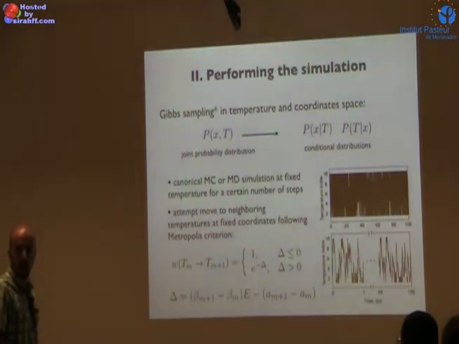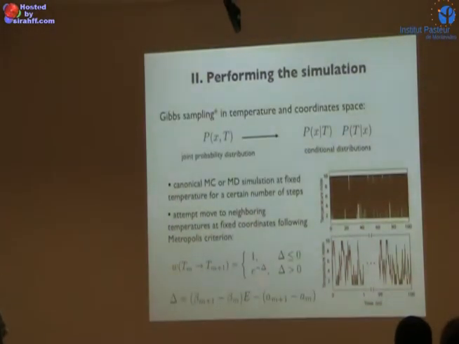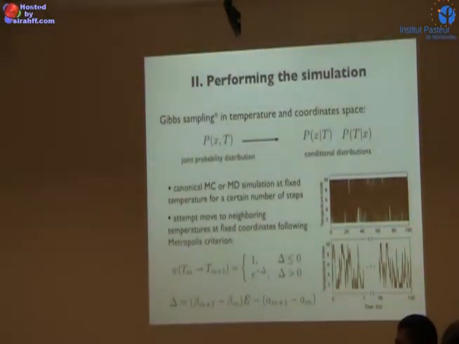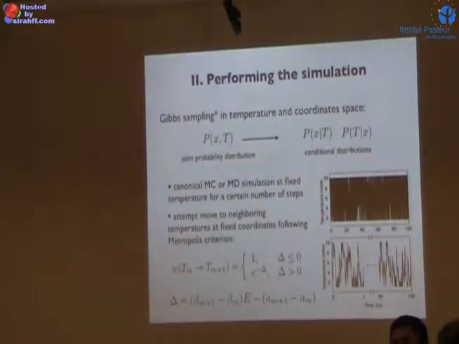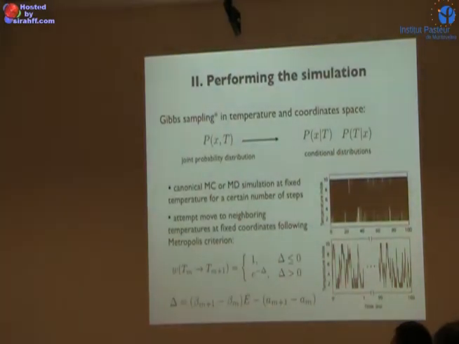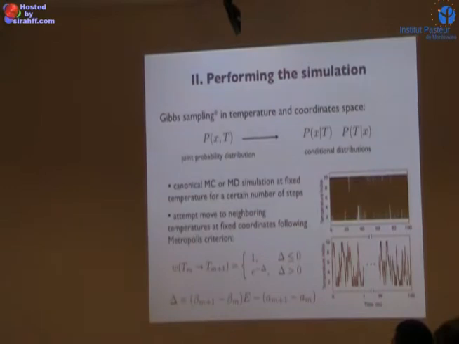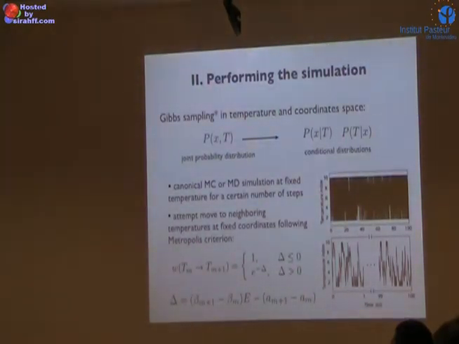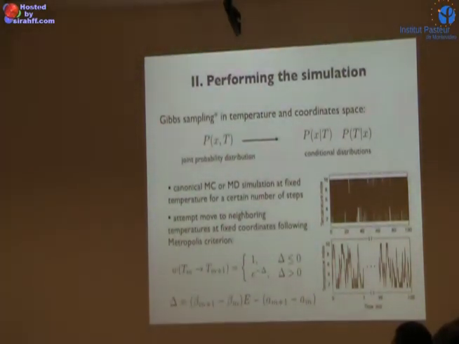Is this clear? Any questions? Yes. If you talk about the ensemble, is that not the constant temperature, pressure, number of moles? Sorry, can you say it again? Constant temperature, pressure, the number of moles for the ensemble. It's not the same thing. Here we are talking about tempering as a way to sample a joint probability distribution. So we are talking about something slightly different.